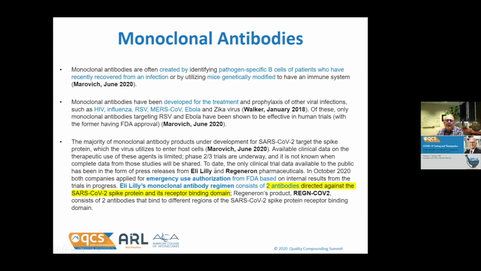The point I wanted to bring out is Eli Lilly and Regeneron Pharmaceuticals. In October 2020, both companies applied for emergency use authorization from the FDA based upon internal results from the trials in progress. Eli Lilly's monoclonal antibody regimen consists of 2 antibodies directed against SARS-CoV-2. Remember, we talked about the spike protein and the receptor binding domain early on, and the Regeneron product, the Regen-CoV-2, consists of 2 antibodies binding to different regions of the SARS spike protein receptor.